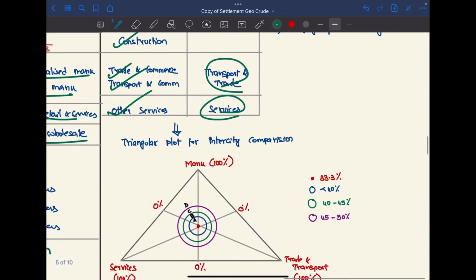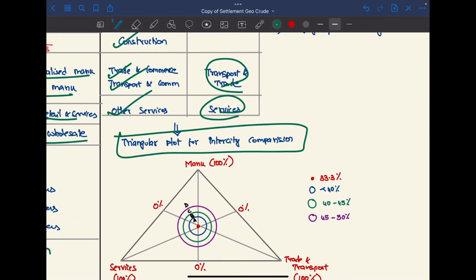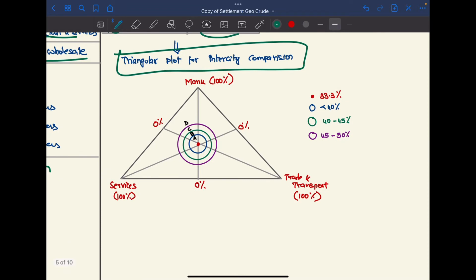On the basis of this, he makes a triangular plot for intercity comparison. On this plot, if someone is at the vertices, that is a manufacturing town, a service town, a trade and transport town. But if it is on the other side of this, it is not a manufacturing town, so it is 0% manufacturing. And if it's in between, it can perform all the functions. So the more it is in between, the more diversified its function will be.